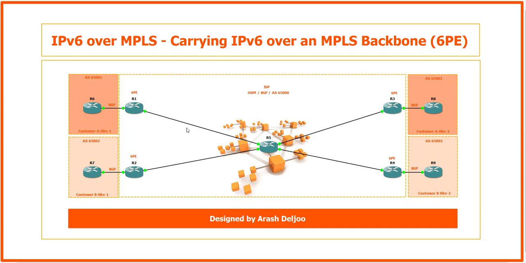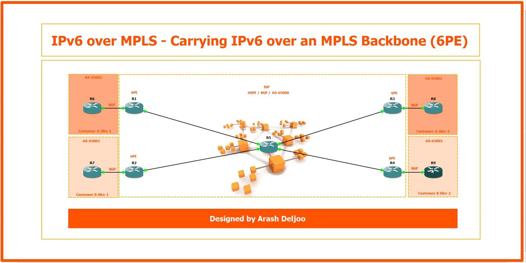Maybe it's interesting or surprising to you that we don't need to configure VRFs in the PE routers. Here, as you can see, we have two customers, customer A and customer B. We need to give the reachability service to customer A, site 1 and site 2, and also customer B, site 1 and site 2. R1 is connected to customer A site 1, and R3 is connected to customer A site 2, and R2 is connected to customer B site 1, and R4 is connected to customer B site 2.